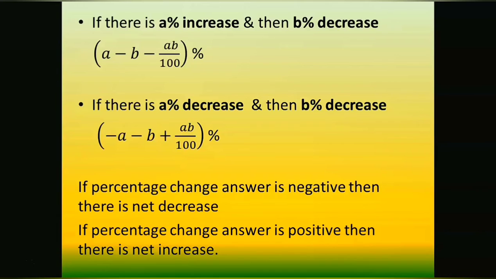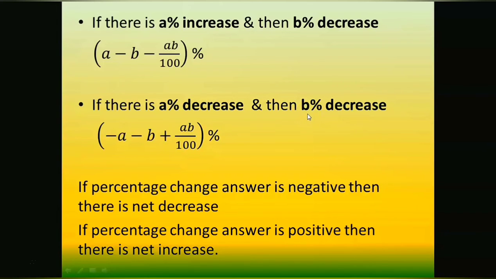So how will you remember the formula? If it is A% increase and B% increase, then here both the signs are positive. But if it is A% increase and B% decrease, then because it is A% increase, the sign will be positive, and because it is B% decrease, the sign is negative. And positive into negative is negative, and hence this sign is negative. The next is if there is A% decrease and B% decrease.